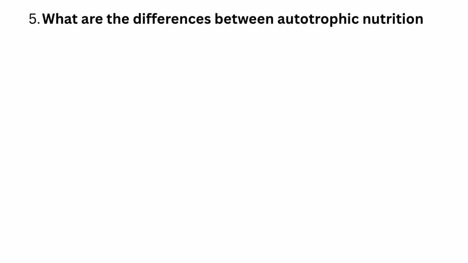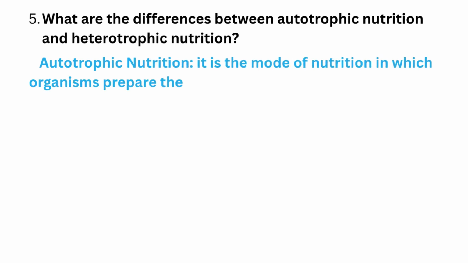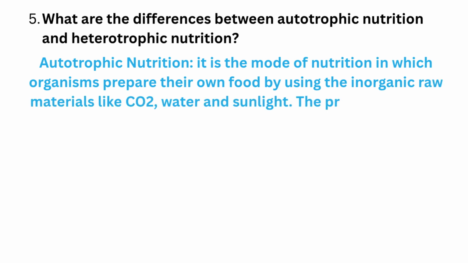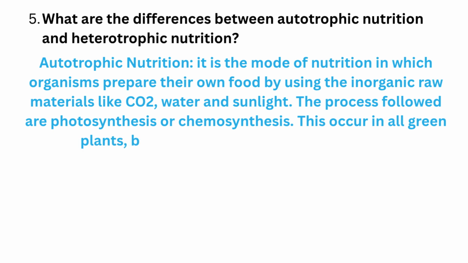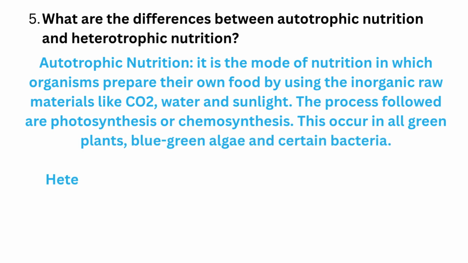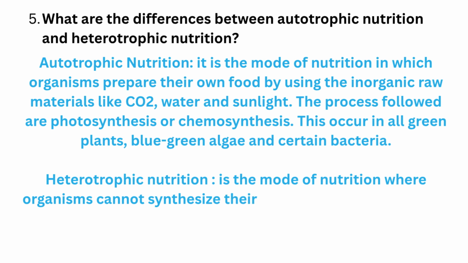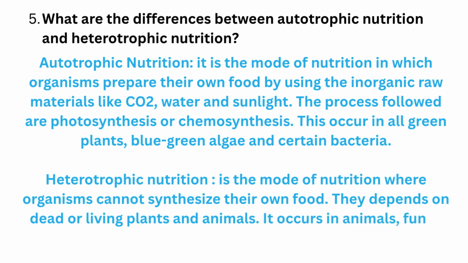What are the differences between autotrophic nutrition and heterotrophic nutrition? Autotrophic nutrition is the mode of nutrition in which organisms prepare their own food by using inorganic raw materials like CO2, water, and sunlight. The processes followed are photosynthesis or chemosynthesis. This occurs in all green plants, blue-green algae, and certain bacteria. Heterotrophic nutrition is the mode of nutrition where organisms cannot synthesize their own food. They depend on dead or living plants and animals. It occurs in animals, fungi, most bacteria, and protists.